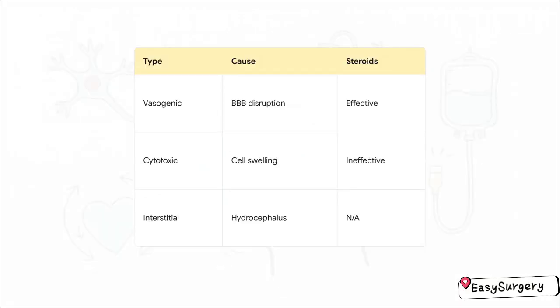Looking specifically at cerebral edema, we see 3 different types, and knowing the difference is an absolute game changer. Vasogenic edema involves blood-brain barrier disruption, which is commonly seen in tumors and abscesses, and crucially, steroids are effective here. In contrast, cytotoxic edema involves cellular swelling from stroke or hypoxia, and here, steroids are not effective. Finally, interstitial edema happens due to hydrocephalus, as CSF leaks right into the brain parenchyma.